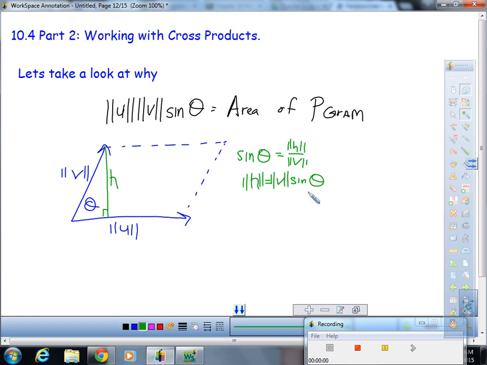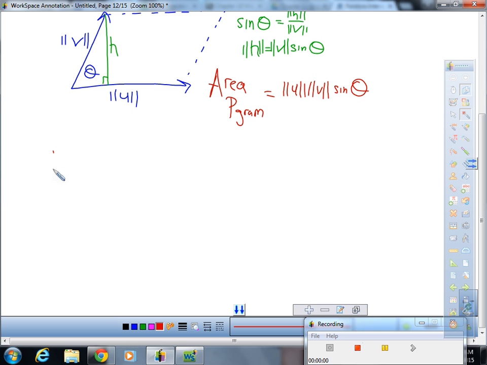So then the area of the parallelogram is equal to the base times the height. Well, the base is the magnitude of u. Okay? The height is magnitude of v sine theta. So hopefully you understand. You probably already understood why magnitude of u times magnitude of v times sine of theta equals the area of the parallelogram. Well, that actually isn't really new, but here's what is new.